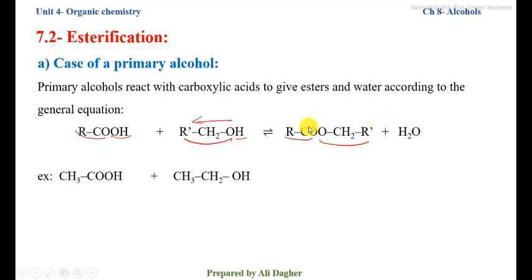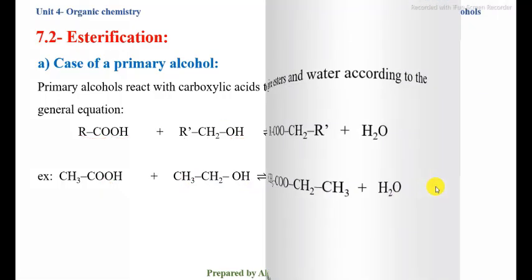Example, CH3COOH plus CH3CH2OH gives CH3COOCH2CH3 plus H2O. We eliminate OH from acid, it remains CH3CO. We eliminate H from the alcohol, it remains OCH2CH3, OCH2CH3 plus H2O.